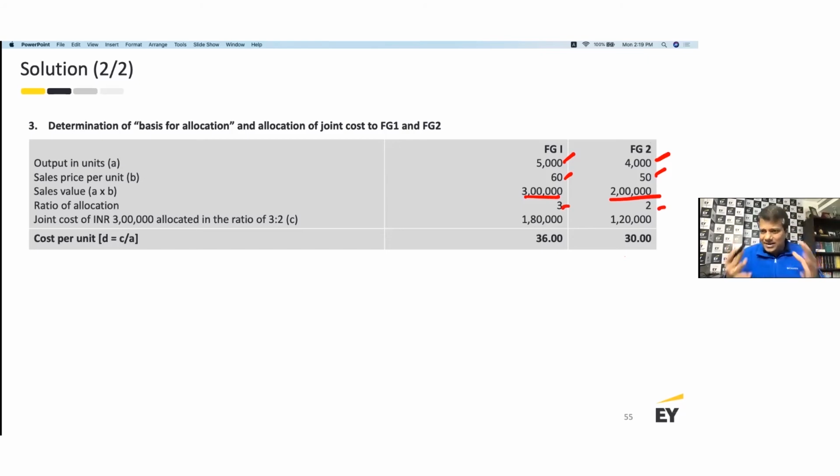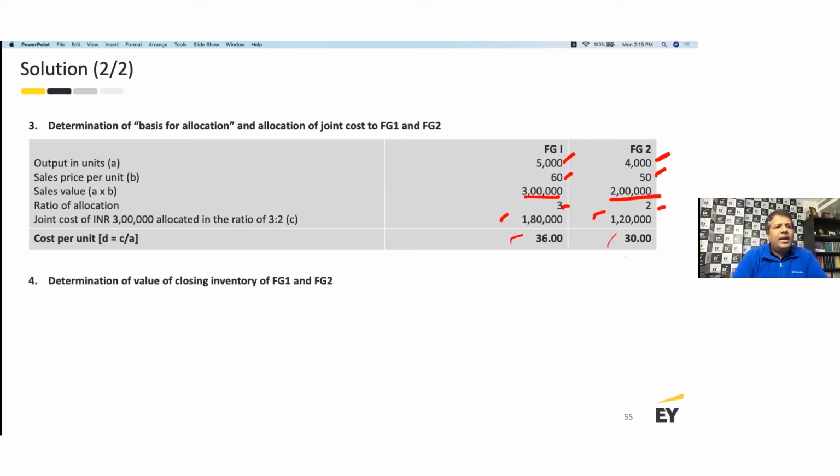And similarly, this 3 lakh rupees of total cost then needs to be allocated between FG1 and FG2 in the same ratio. I get this cost as 36 and 30, right? That's my cost of production. Okay, so output in unit A is 5,000, 4,000, sales price per unit 60, 50, sales value 3 lakh, 2 lakh, ratio of allocation 3:2, and then joint cost of INR 3 lakh, which I just determined, is allocated in the ratio of 1,80,000 and 1,20,000. So cost per unit is 36 and 30.